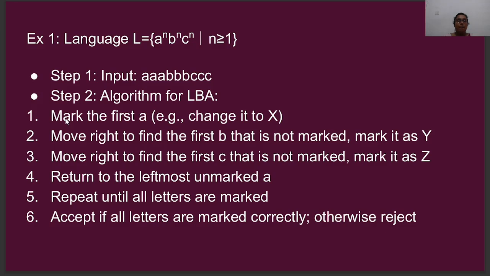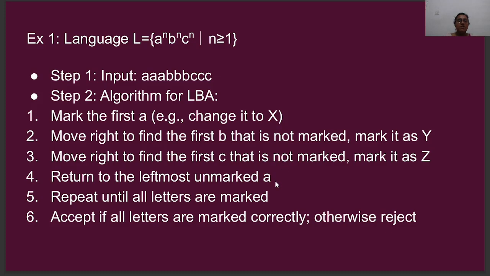First, mark the first a, that is, change it to some other value. Here we are changing it to X. Then move right to find the first b that is not marked and mark that as Y. Then move right again to find the first c that is not marked and mark it as Z. So after these 1, 2, 3 steps, we have marked the first a, the first b, and the first c as X, Y, and Z.